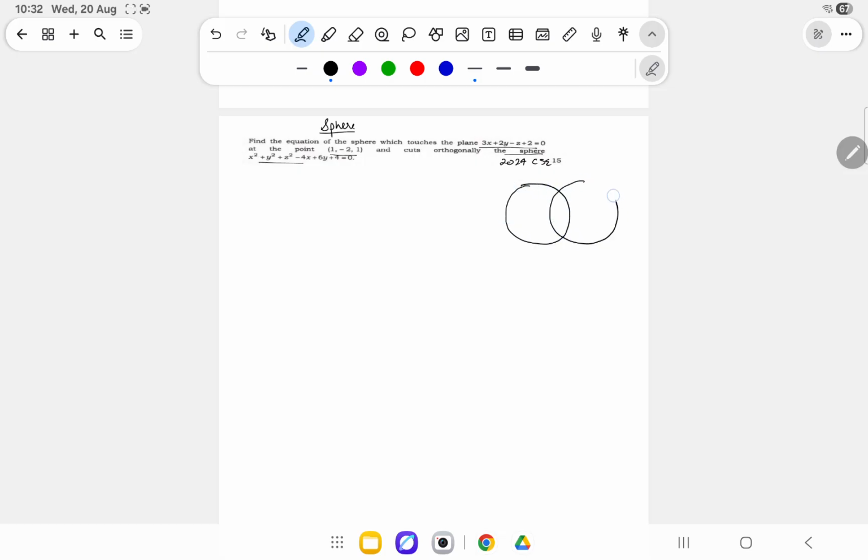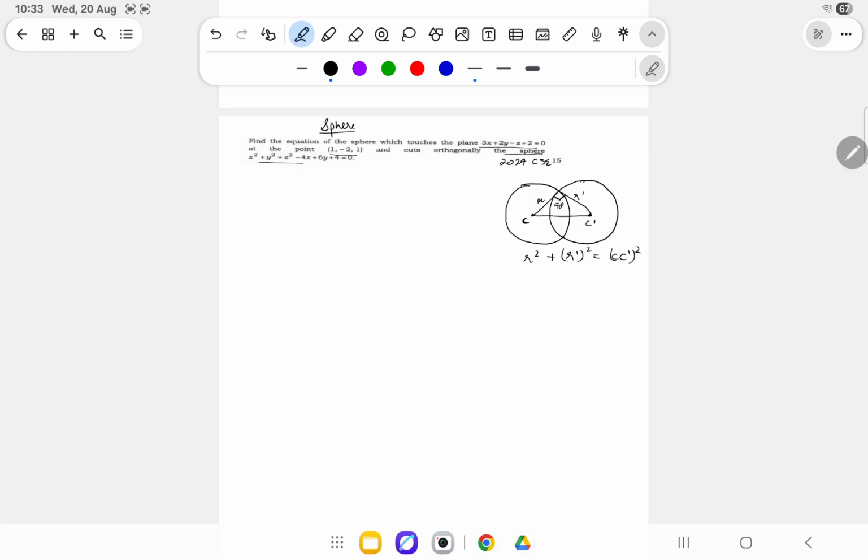So there are two spheres. The equation of one sphere is given to us and we are supposed to find the equation of the other sphere. It says that these two spheres cut each other orthogonally. That means that the angle they are forming with each other is 90 degrees. So if small r is the radius of this sphere and r dash is the radius of this sphere, then using the orthogonality result I'll get r square plus r dash square equals c dash square.